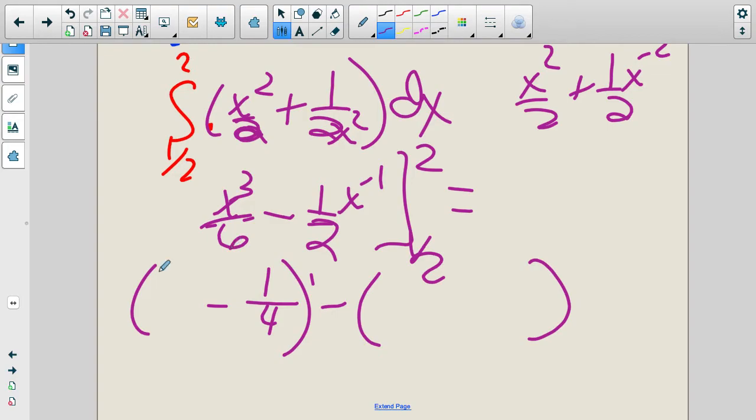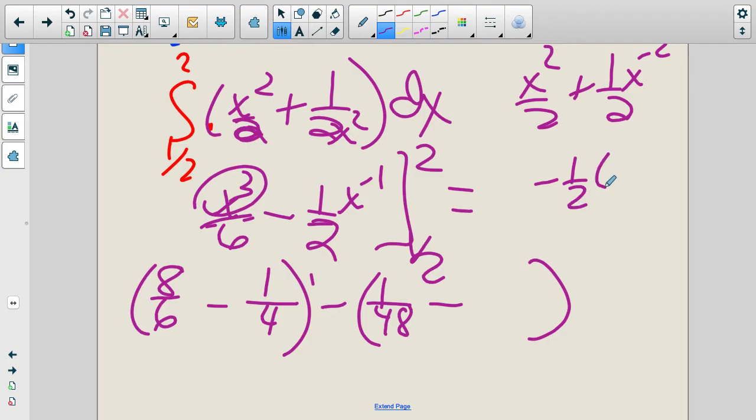All right, so then when I put in 2, thank you, I get 8 over 6 minus, I hope, 1 over 4. When I put in 1/2, I get 1/8 over 6, which is 1 over 48. And when I put in 1/2 here, I get minus 1/2, and then it's minus 1 over 2x, and then for x, I put 1/2. So do you see that cancels and I just have minus 1? So you can figure that out. You got to be careful with it.